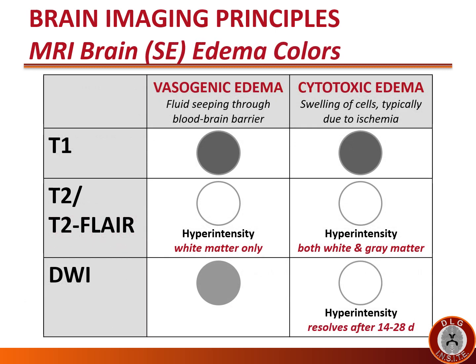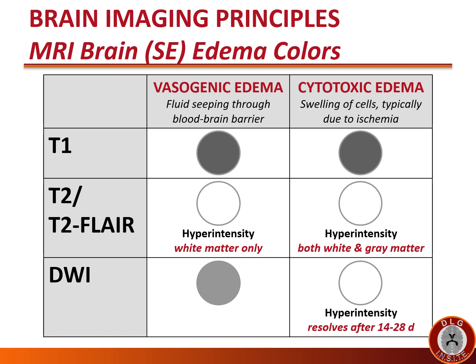Different types of lesions have different colors or signal intensities on MRI brain spin echo or SE images. On this slide, we're differentiating vasogenic edema, fluid seeping through the blood-brain barrier, versus cytotoxic edema, in which there's swelling of cells, typically due to ischemia. Note that on T1 weighted images, both vasogenic edema and cytotoxic edema are dark gray, in between isointense and hypointense. On T2 weighted images and T2 FLAIR images, both vasogenic edema and cytotoxic edema are white or hyperintense.